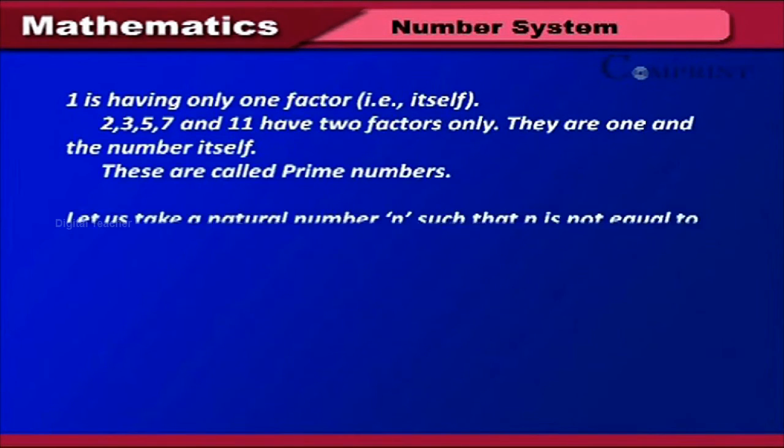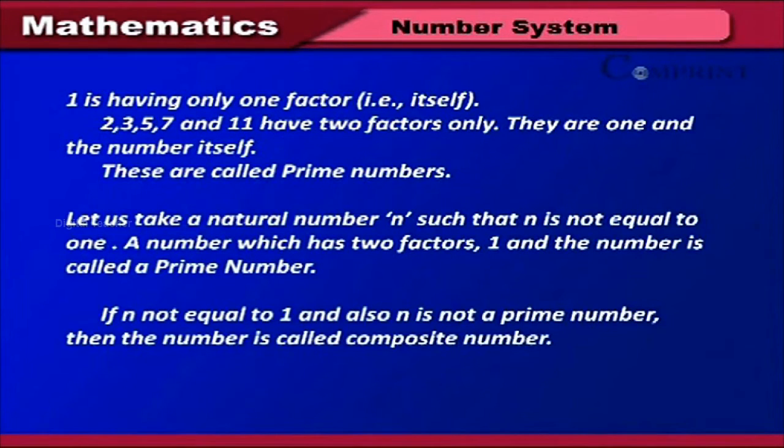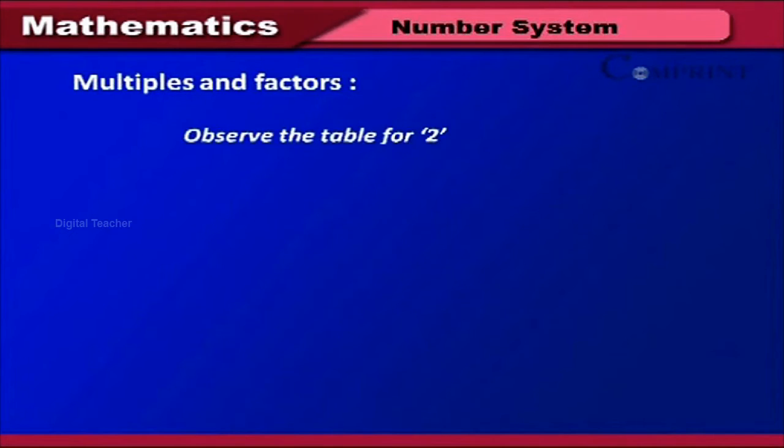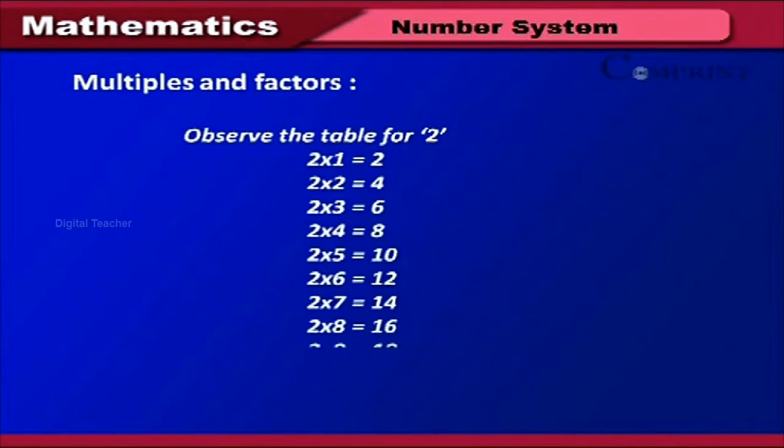1 has only one factor, itself. 2, 3, 5, 7 and 11 have 2 factors only. They are 1 and the number itself. These are called prime numbers. Let us take a natural number n such that n is not equal to 1. A number which has two factors, 1 and the number itself, is called a prime number. If n is not equal to 1 and also n is not a prime number, then the number is called a composite number.